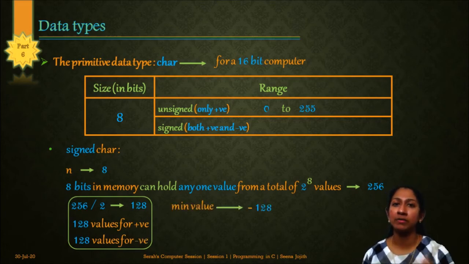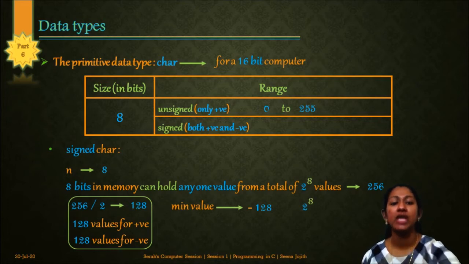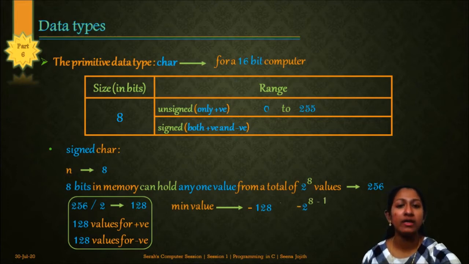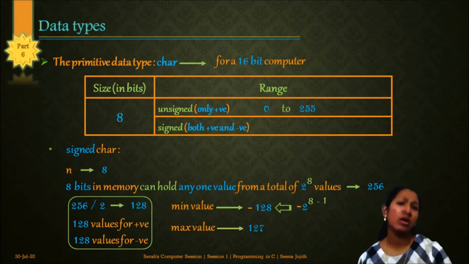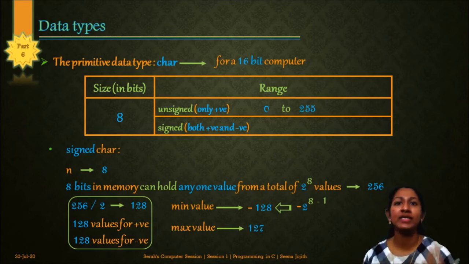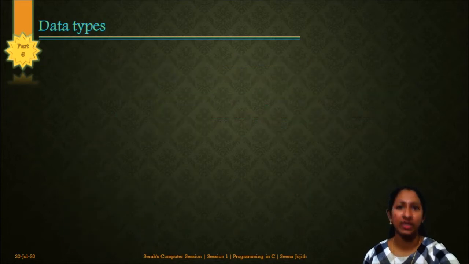So how will the minimum and the maximum value be calculated? The minimum value will be the last negative value that can be stored, and that is minus 128. The equation is 2 raised to n minus 1 with a minus sign in front of it. 2 raised to 8 minus 1 with a minus sign gives minus 128. How about the maximum value? It will be 127, and that is 2 raised to 8 minus 1 minus 1. So that is the range for signed char for a 16-bit computer: minus 128 to 127.